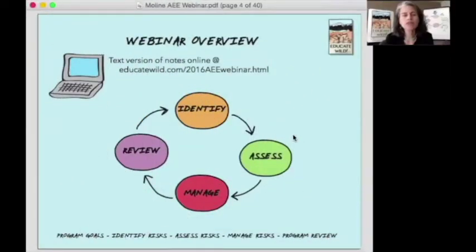So by way of an overview of the webinar, I think the simplest way to describe risk management is in 4 steps. The first is to identify the risks that your participants will face in the field.